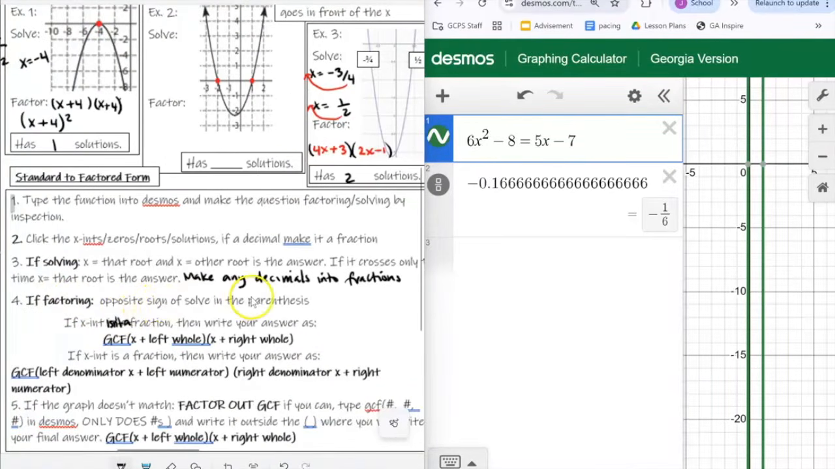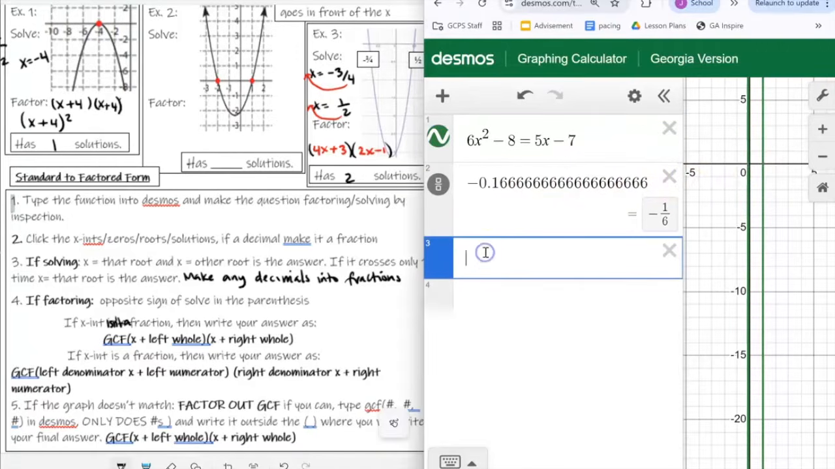Factoring: opposite sign of solve in the parentheses. If x isn't a fraction, then write your answer this way. If it is a fraction, then write your answer this way. Okay, so let's start with the one that isn't. So that's going to be 1. And every answer should be written in here.